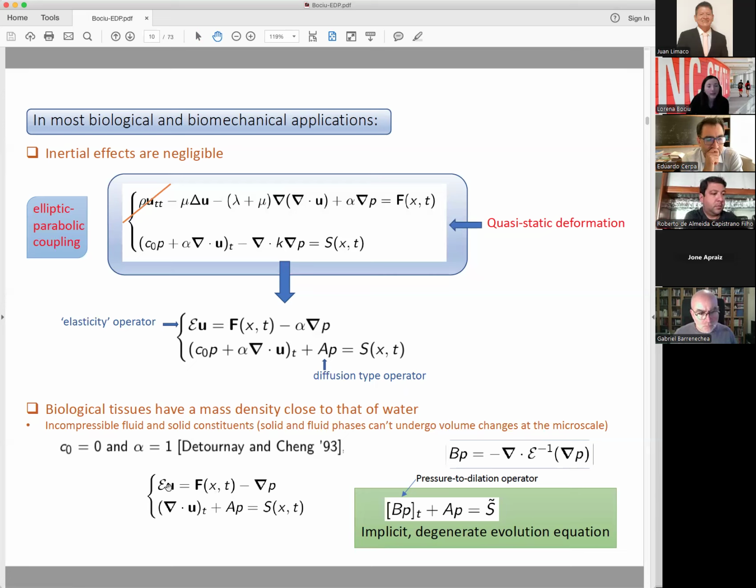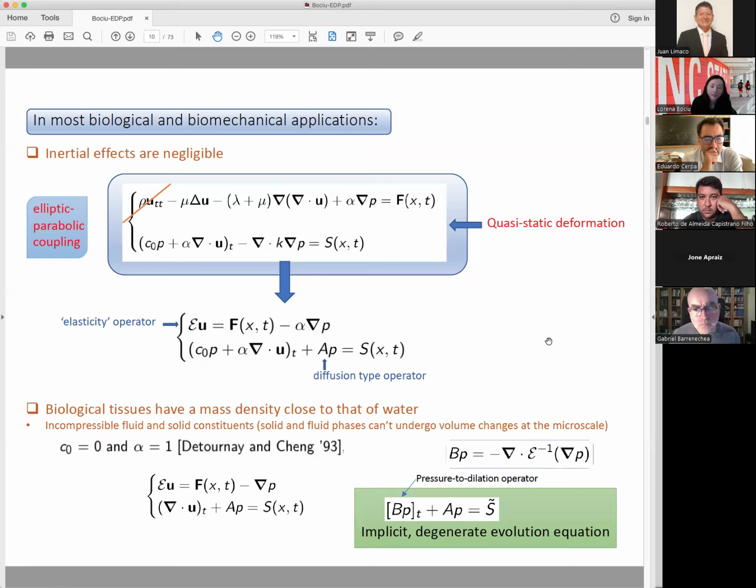So what I can do is solve for U in terms of the fluid pressure P by applying the inverse operator of E, right? Then I apply divergence and plug it into the second equation. So it becomes the time derivative of B applied to P plus diffusion operator A applied to P equals some source on the right-hand side.